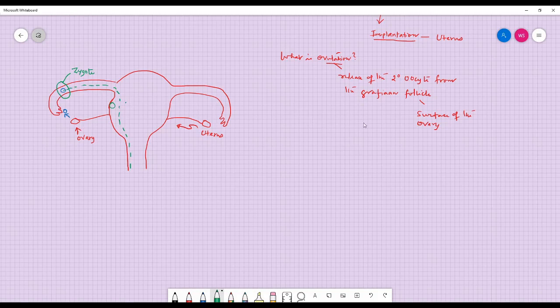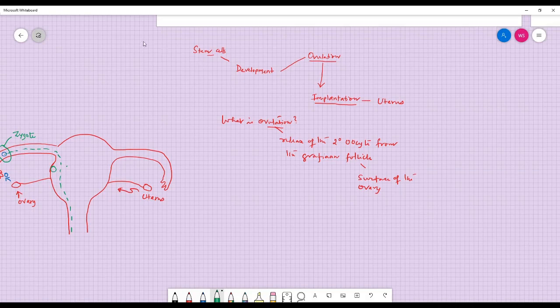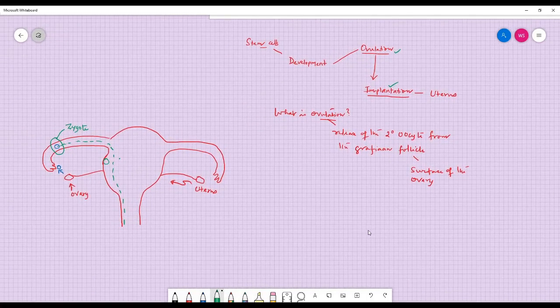So that's what we're talking about here. We're talking about the steps from ovulation to implantation. So we are going to follow the path taken by the zygote till its implantation. We are going to talk about this story from ovulation to implantation. So first event is ovulation. What's ovulation? The release of the secondary oocyte. So let's look at what's an oocyte.